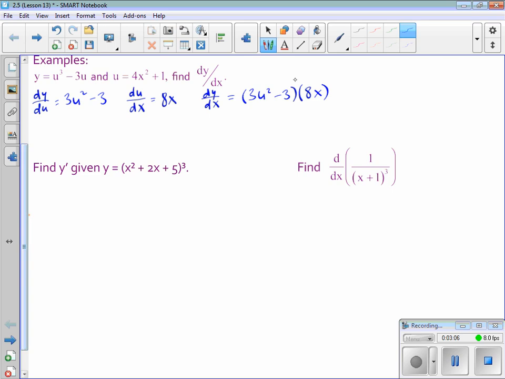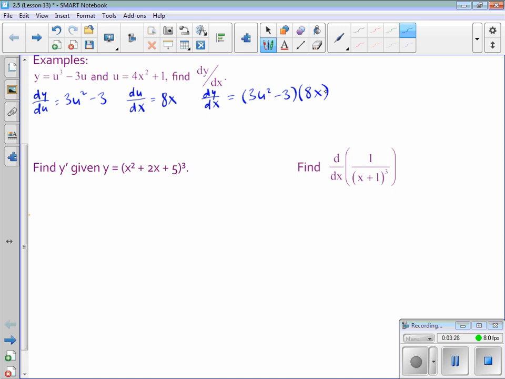Okay, now what do you notice about this is it should be the y in terms of x, right? Do you see how there's this u in there? I don't like that u. What can I replace the u with? Nope. What's u equal to? 4x squared plus 1. So I'm going to replace this u with a 4x squared plus 1. I know it's ugly, but do you see what we're doing there?